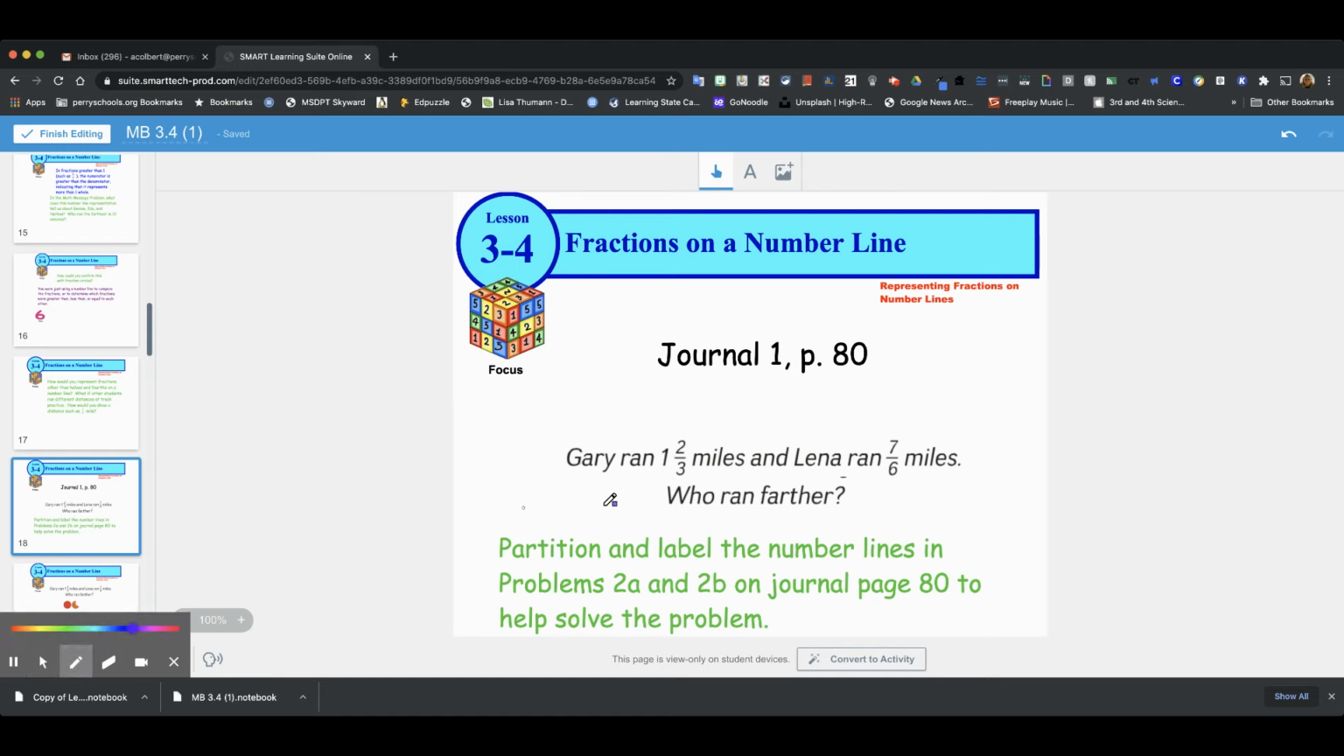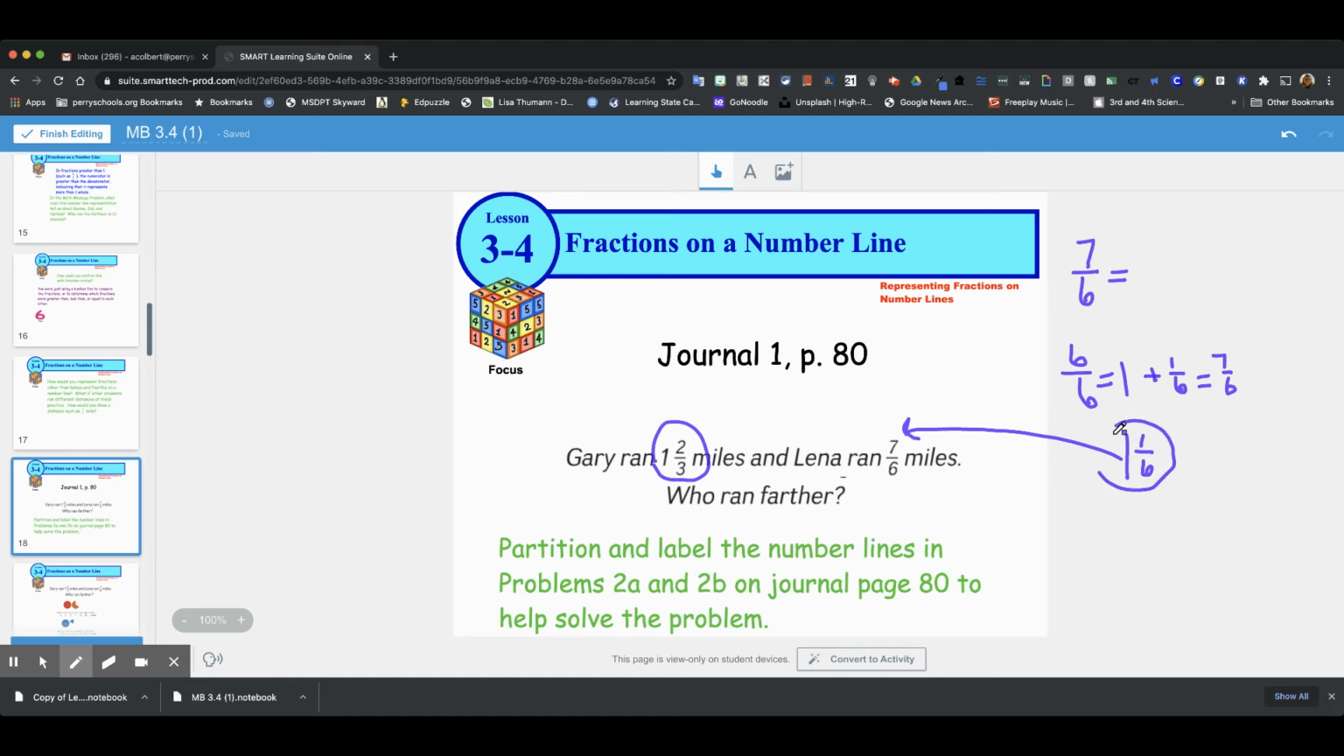When you're thinking through this, you can ask yourself, 7/6, what would it be as a mixed number? I like to think this through and think, all right, 6/6 equals 1 whole. How many sixths do I have left to get to 7? I have 1/6 left. So if I do plus 1/6, that's going to get me my 7/6. So 1 1/6 connects with Lena. We want to decide 1 2/3 or 1 1/6.